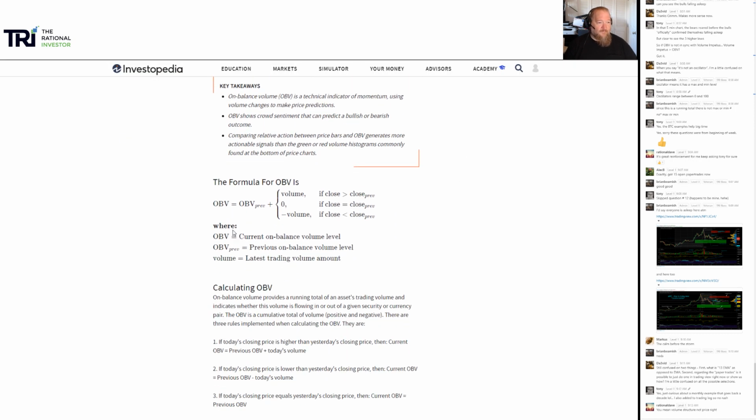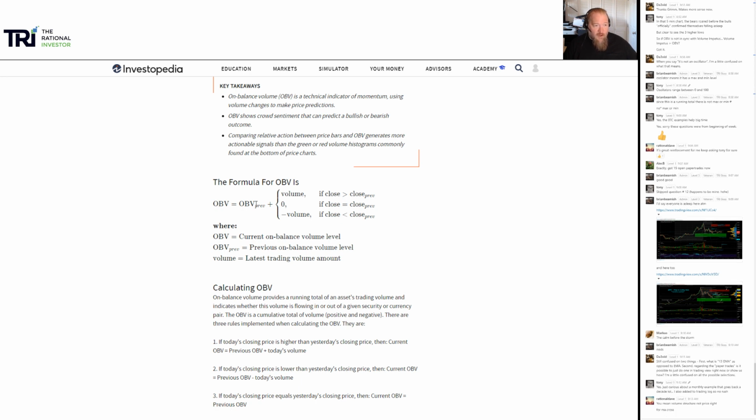All right. So what OBV does is it looks at the previous OBV. If it was previously bullish, then it adds the volume if close is greater than close. So if our close now is above the close before, then we just use the volume. If the close is equal to the close before, then we zero it. And if the close is less than close before, we subtract the volume from it.